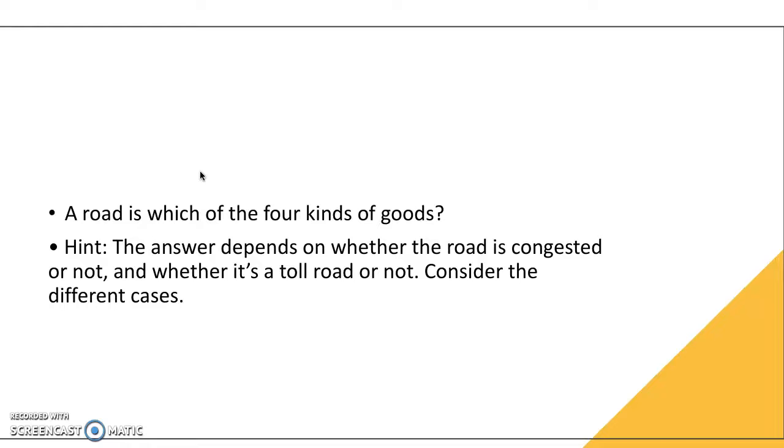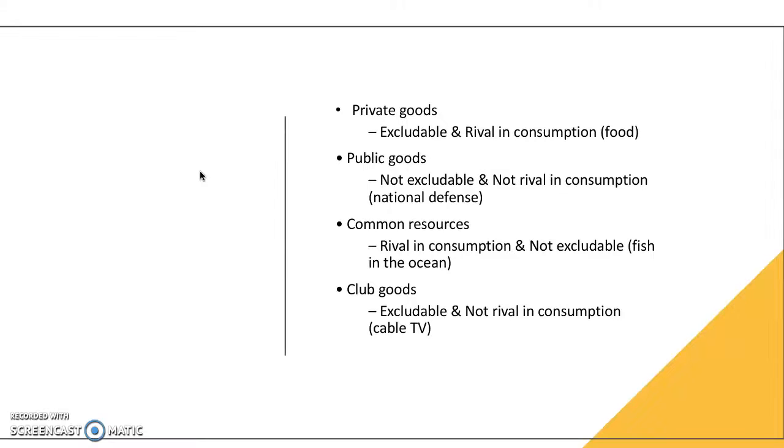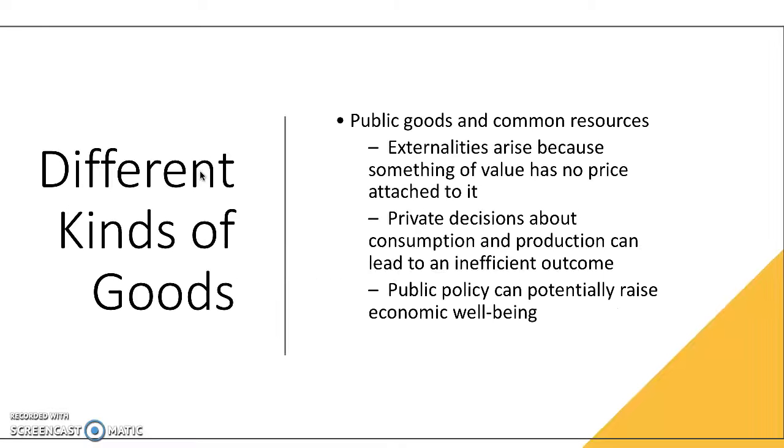The answer also depends on whether the road is congested or not, and whether it's a toll road or not. Consider the different cases and see where that will fall as far as public goods or private goods. That example is in the text, and there are other examples in your textbook that can give you more insight as to how a road or other public goods and the consumption of each can be utilized.